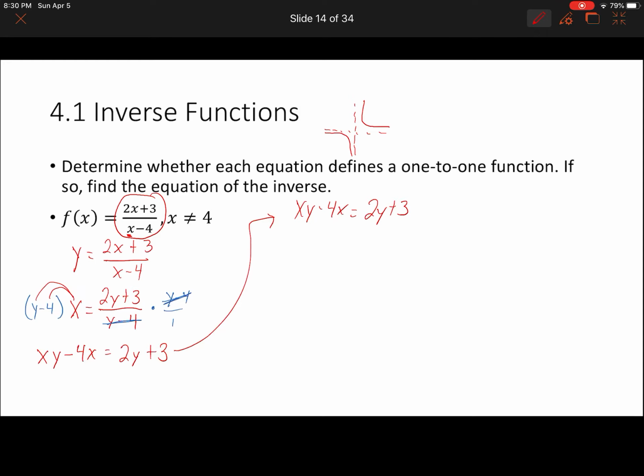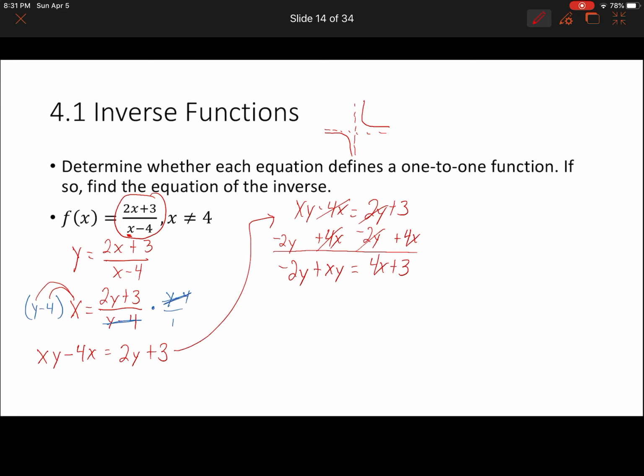Now, at this point, you may say, well, I still don't really know how to get y by itself. Well, let's move all the y terms to the same side. That's a good place to start. So I'm going to subtract 2y. And I'm also going to move the 4x to the other side, so I'm going to add 4x on both sides. That way on the left-hand side, I've got negative 2y plus the xy. The negative 4x and positive 4x cancel. The 2y minus 2y cancels. And I have this 4x plus 3.